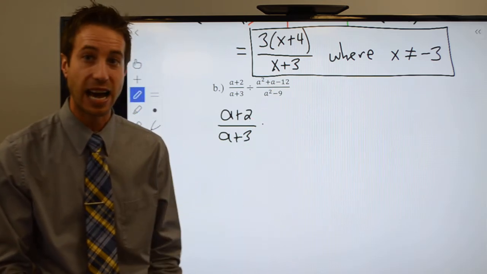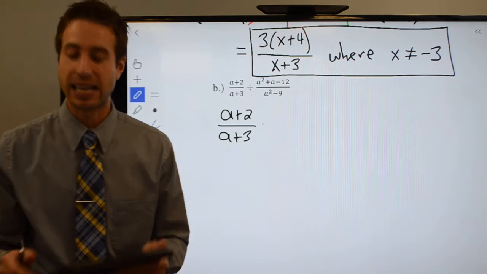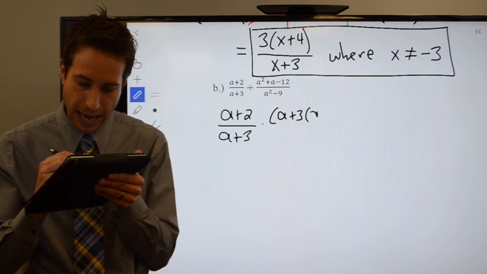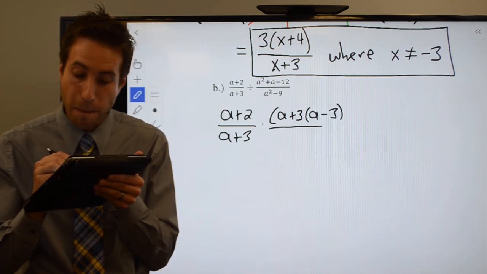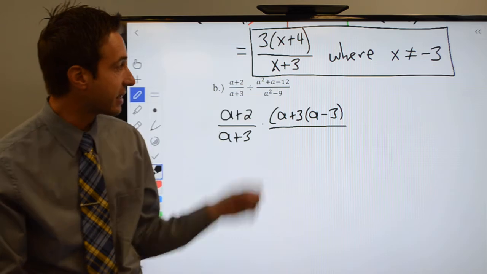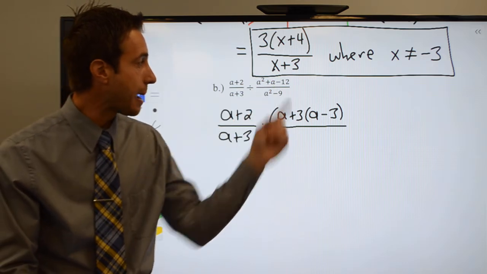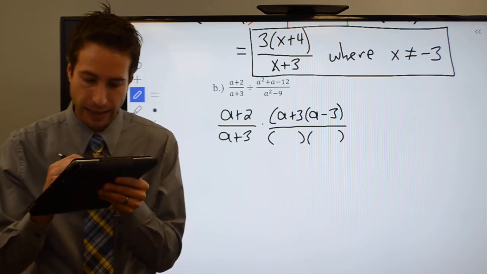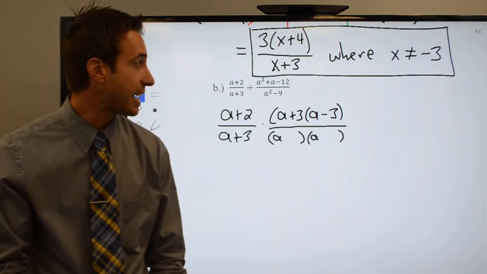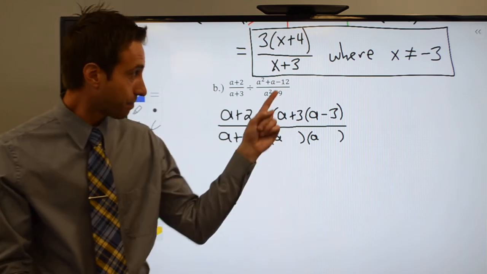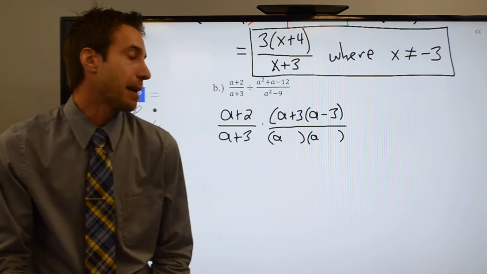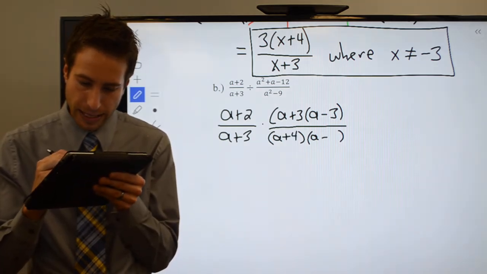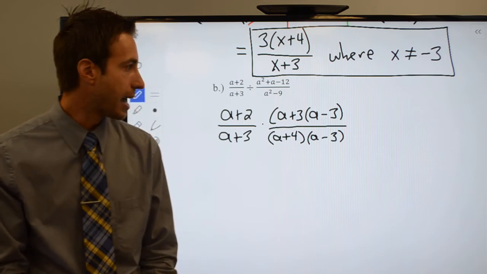A squared minus 9. We recognize that as a difference of squares. So it's going to be an a plus 3 and an a minus 3. In the bottom now, because I'm flipping this guy, a squared plus a minus 12. Well, that should factor as a general trinomial as well. The easy bit, a times a, gets me a squared. The slightly trickier bit, I need a minus 12, but a positive 1. Well, that would be a plus 4 and a minus 3.